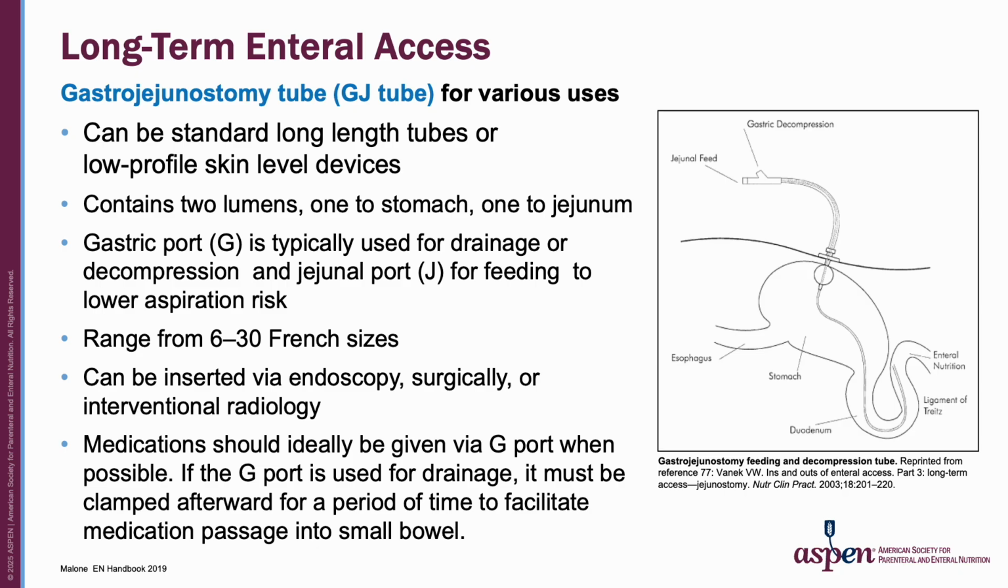Gastrojejunostomy tube, or GJ tube, for various uses. They can be standard long-length tubes or low-profile skin-level devices. They typically contain two lumens, one to the stomach and one to the jejunum. The gastric port, or G port, is typically used for drainage or decompression, and the jejunal port, or J port, is for feeding to lower aspiration risk. They range typically from 6 to 30 French sizes. They can be inserted via endoscopy, surgically, or interventional radiology.